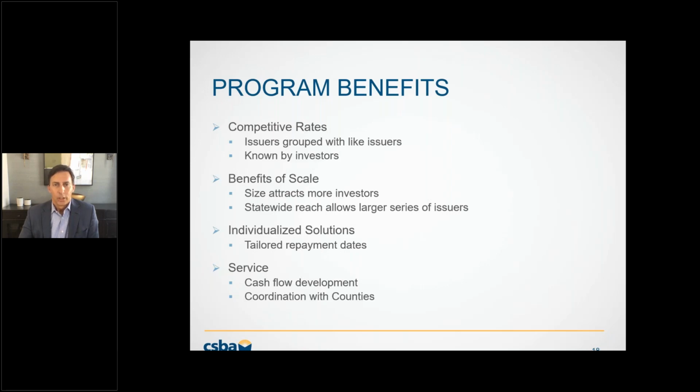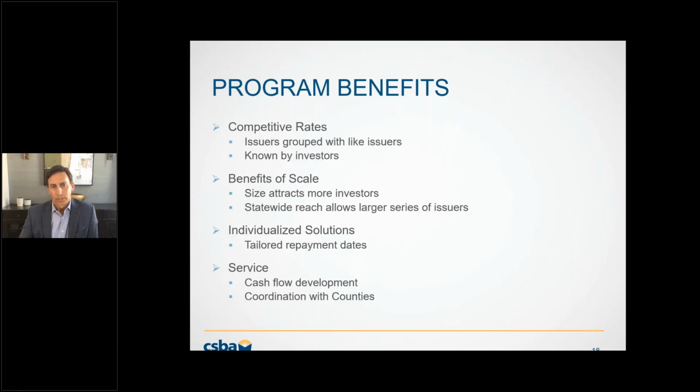And then the program has been around for 30 years. We're very much known by investors. I'll typically be on the phone with people like Fidelity, Vanguard, BlackRock, Bank of America, some of the large investors every year that typically look at our program and potentially buy these TRANs from school districts.